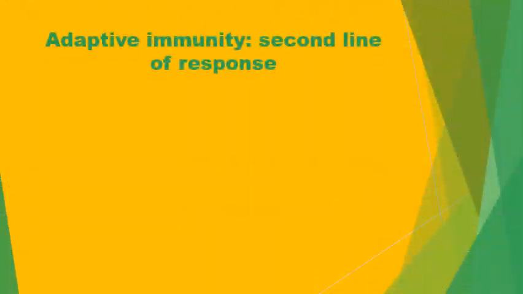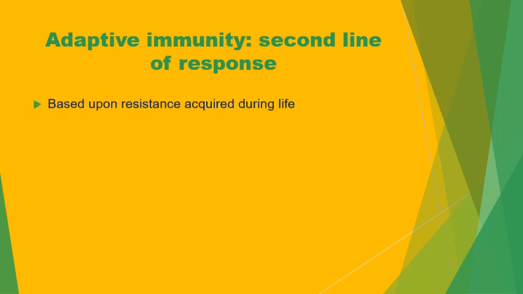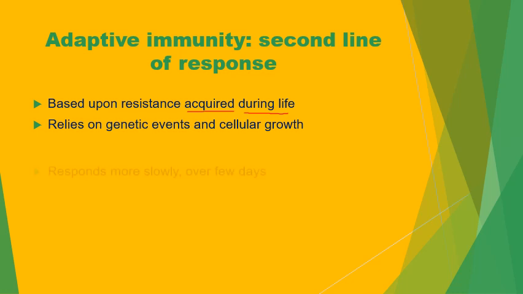The second type of immunity is the adaptive immunity, and it is the second line of response. It's based upon resistance acquired during life. Take note of acquired. It relies on genetic events and cellular growth and responds slowly compared to the first mechanism, or rather innate mechanism.